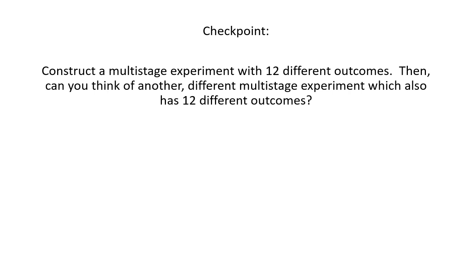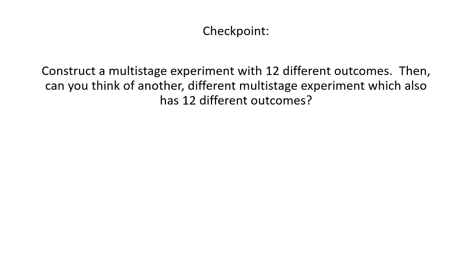Okay, so for your checkpoint problem, I want you to think about how you could construct a multi-stage experiment with 12 different outcomes. So we looked at one that has 4, and we looked at one that has 24. So can you think of a way to do it where it would have 12? Now, I'm going to ask you not to do anything silly like a spinner with 12 different areas and then a spinner with just one area. That's not very creative.